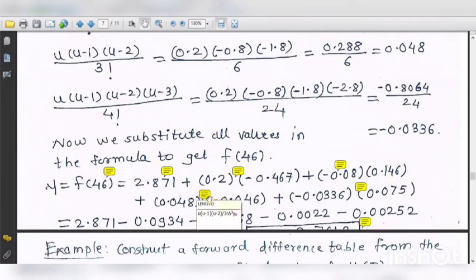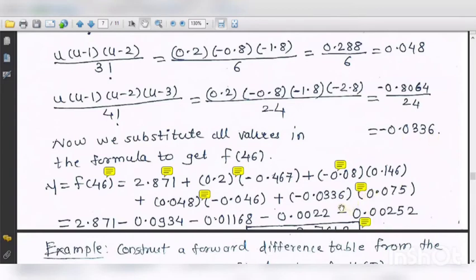Then the next term will be delta cube y0 and the related term of u. So it is 0.048 into delta cube y0. And the last term will be delta raised to 4 y0 along with the terms related to u. So it is minus 0.0336. Here you can see this value: u into u minus 1 into u minus 2 into u minus 3 upon 4 factorial. We have already calculated this value, minus 0.0336, into this.